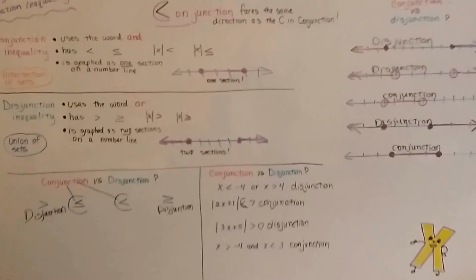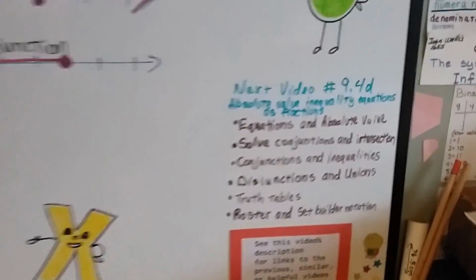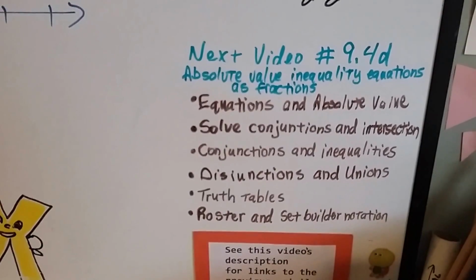We're going to talk about absolute value and inequality equations that are written as fractions, okay? Because you got a few of those in the book. That's going to be 9.4D.